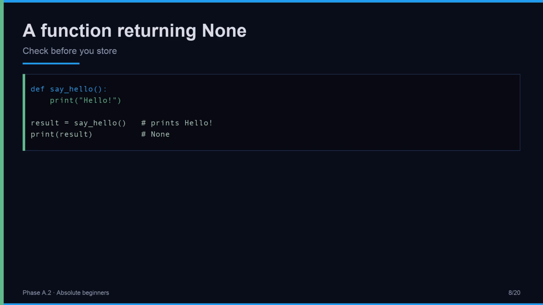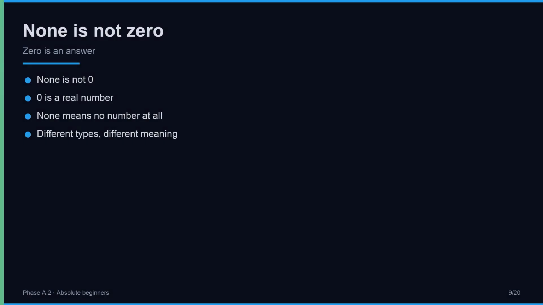This trips up many beginners, who expect the result to be the greeting. It is not. The greeting went to the output, and the function's return value is none. Always check whether a function returns a value before storing its result. Check before you store. Now a crucial distinction.